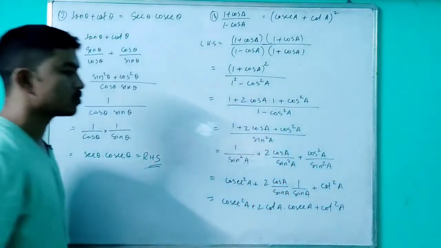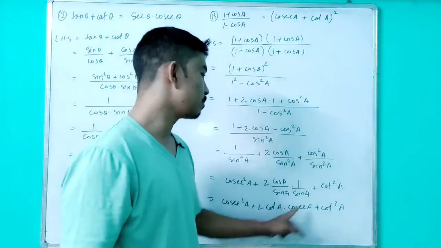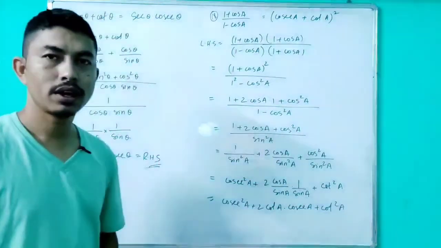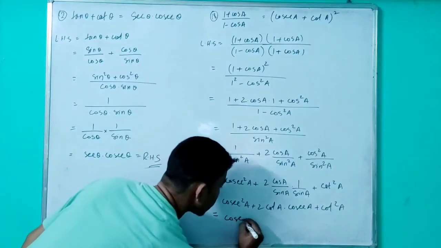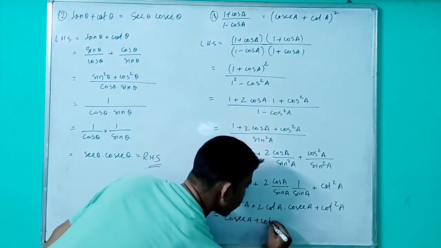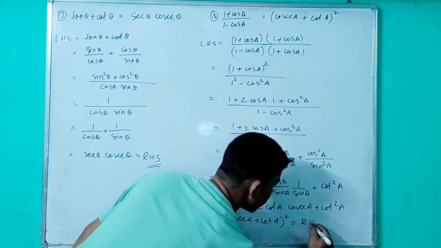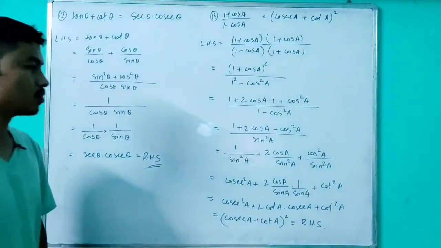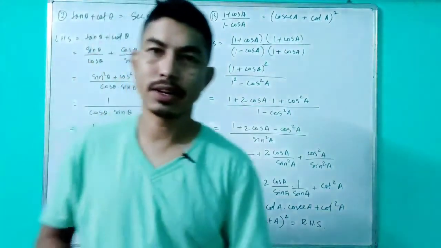Now if you look closely at this expression, I see A square plus 2AB plus B square, which is the formula of A plus B whole square. So here I will write it as cosec A plus cot A whole square, which was required to prove the given identity. Okay, so this is how we prove simple trigonometric identities.